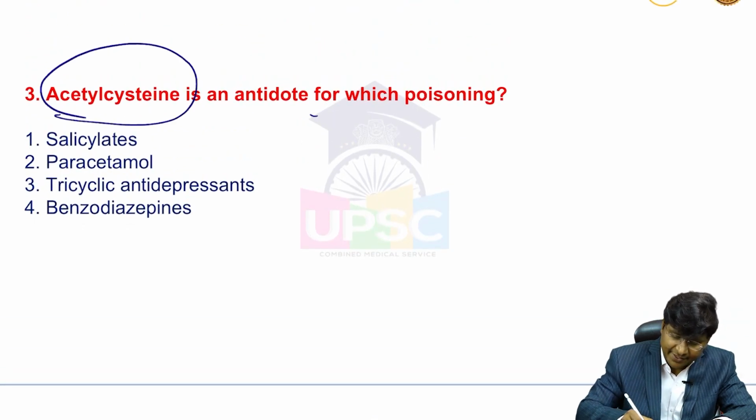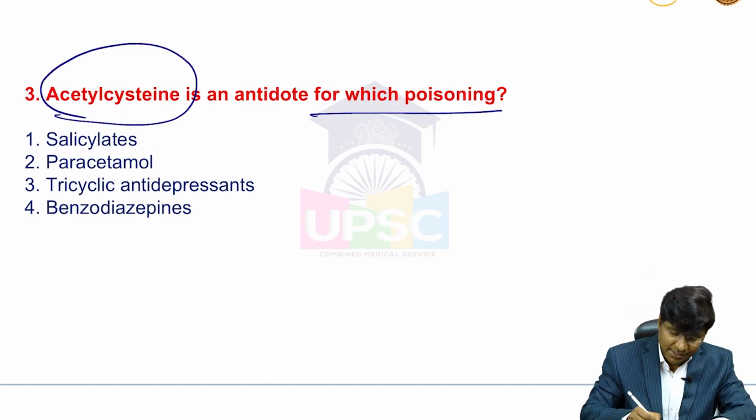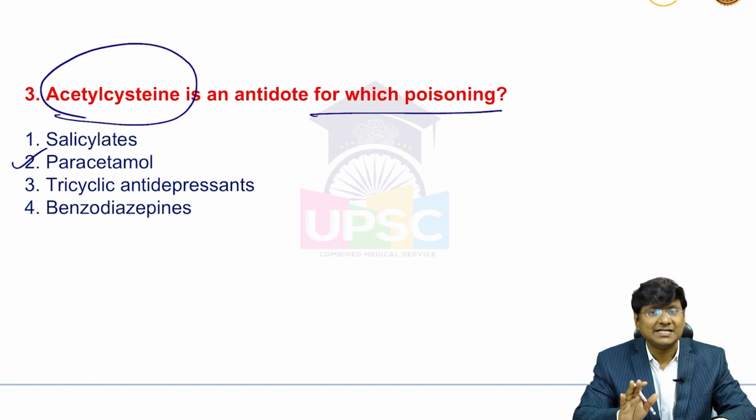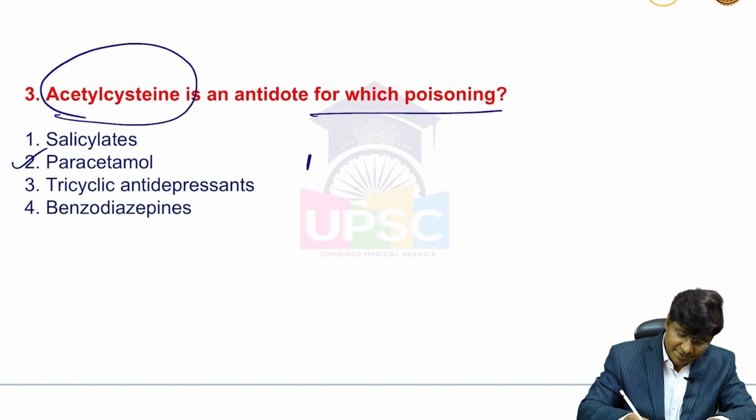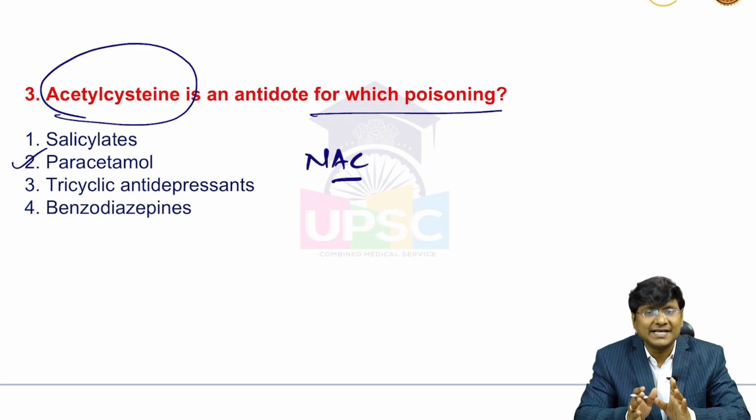Acetylcysteine is an antidote for which of the poisonings? Salicylate poisoning, paracetamol, tricyclic antidepressants, or benzodiazepine. So acetylcysteine is the antidote for paracetamol poisoning. Mainly we give N-acetylcysteine. N-acetylcysteine is a critical antidote used in the treatment of paracetamol poisoning.